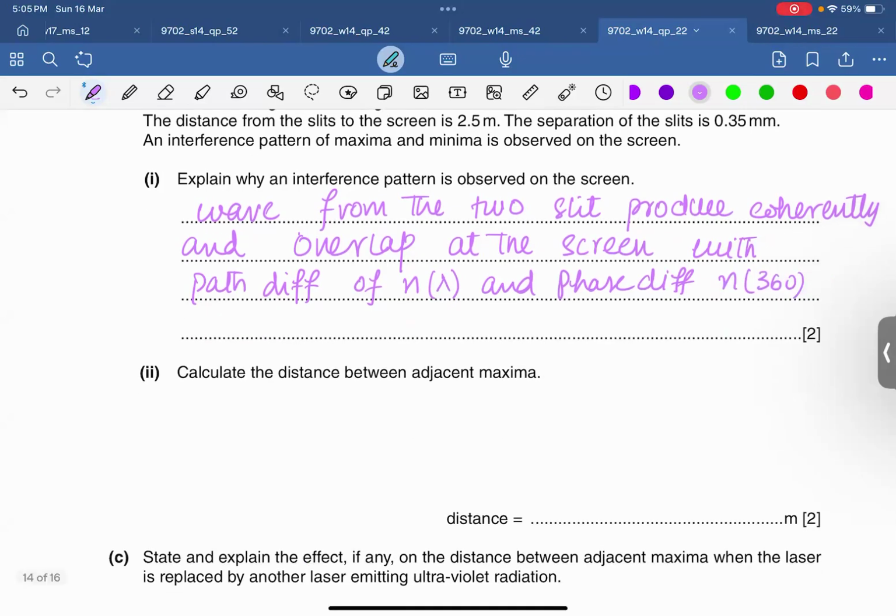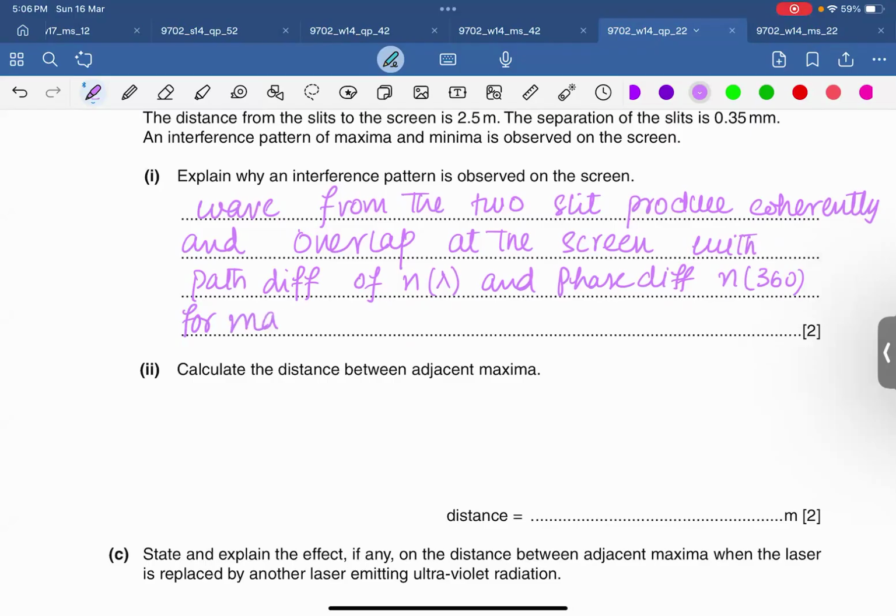For maxima, right? And for minima you can say that the path difference is equal to n plus 1 over 2 lambda and phase difference of 2n minus 1 times 180. This is for minimum, right? For minimum.